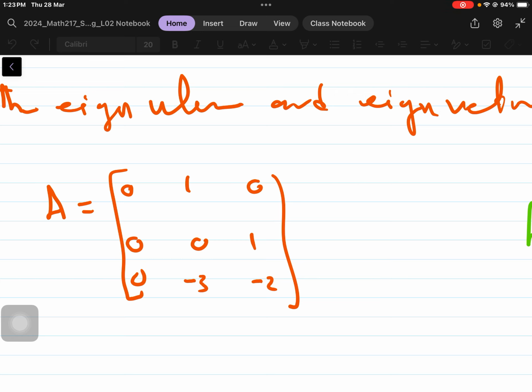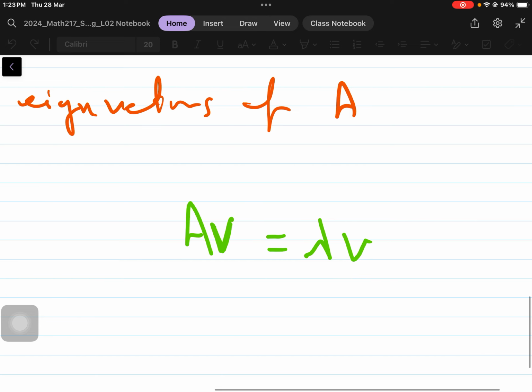When we operate with this matrix on these particular 3 vectors, we get them back just multiplied by a constant. That constant could be any number, and we call it an eigenvalue of this matrix, and these are called the eigenvectors of this matrix.